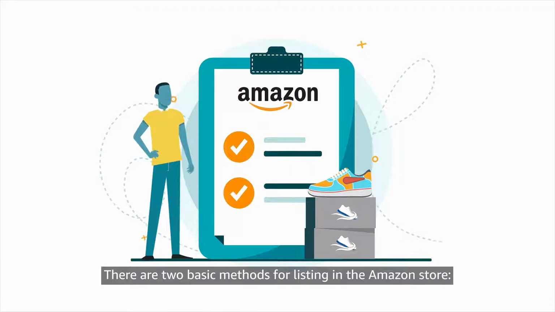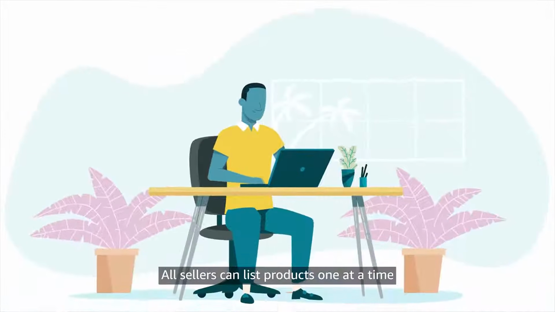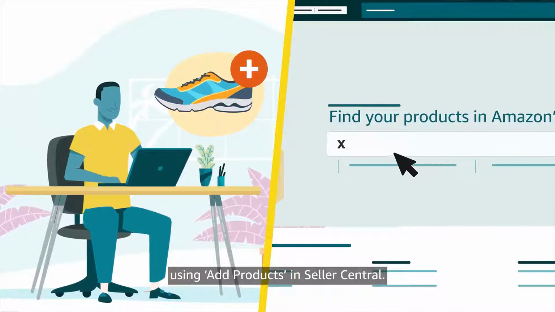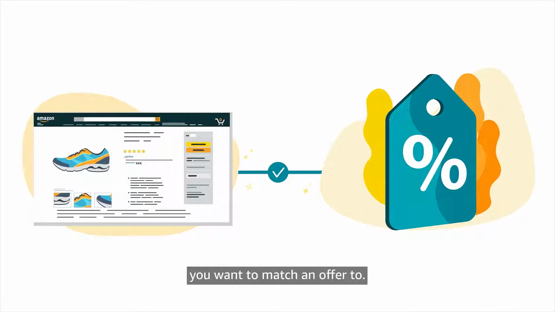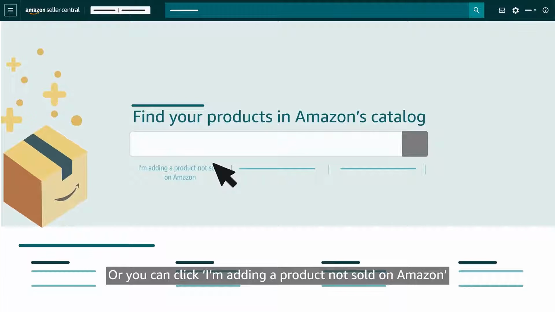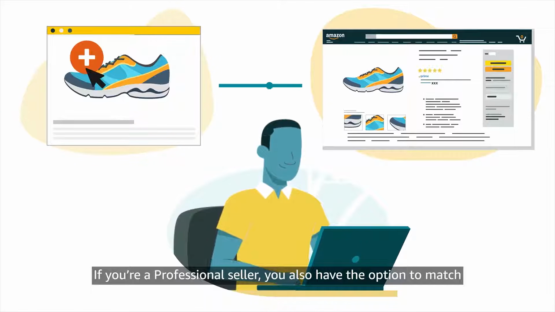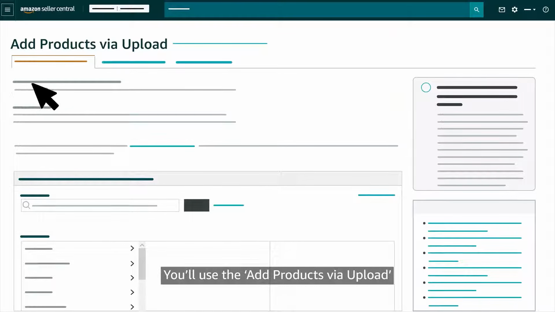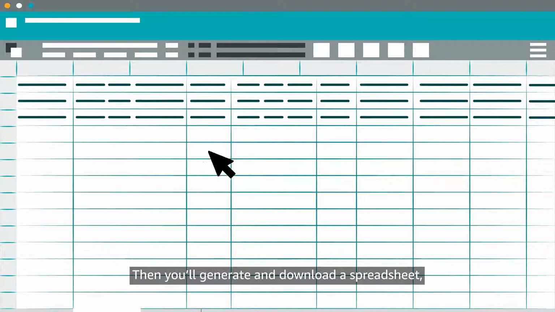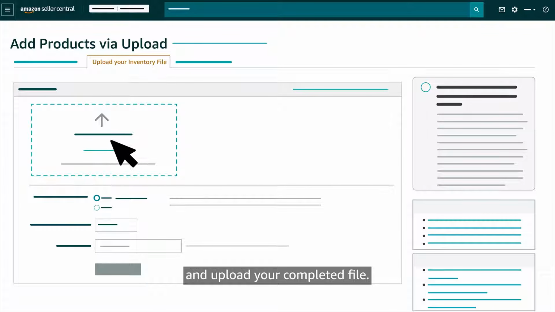There are 2 basic methods for listing in the Amazon store, one at a time and in bulk. All sellers can list products one at a time using Add Products in Seller Central. You can search for a product you want to match an offer to. Or you can click I'm adding a product not sold on Amazon to create a new listing. If you're a professional seller, you also have the option to match or create product listings in bulk. You'll use the Add Products via Upload tool to select product categories. Then you'll generate and download a spreadsheet, enter product information, and upload your completed file.